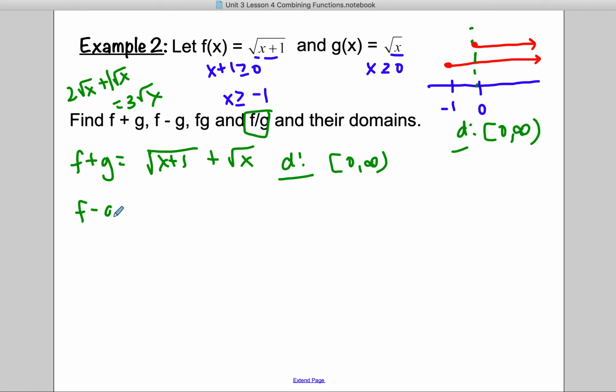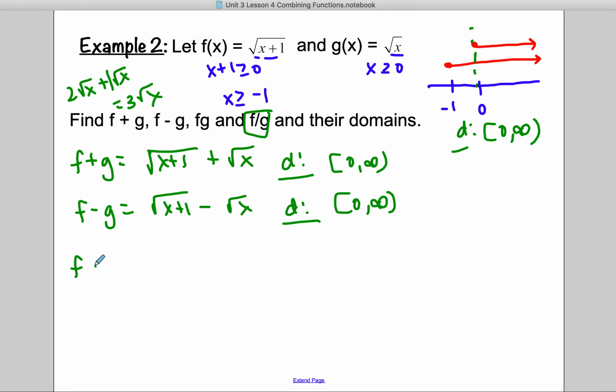Okay. Then we got f minus g. We got square root of x plus 1 minus the square root of x. Can't do anything with those, can't combine them, so that's it. Your domain will just be the same. Bracket 0 to infinity.